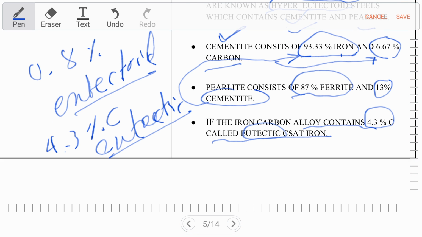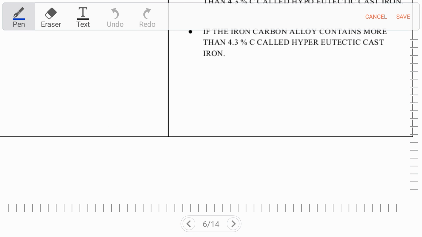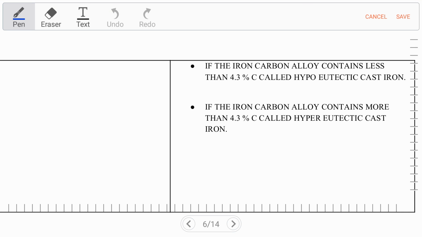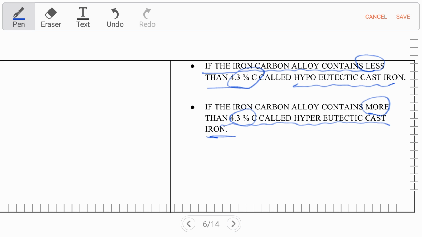Let's discuss another piece of information regarding this iron carbon. If the iron carbon alloy contains less than 4.3 percent carbon, it is called hypoeutectic cast iron. If the iron carbon alloy contains more than 4.3 percent carbon, it is called hypereutectic cast iron. Okay, so don't confuse between eutectoid and eutectic. So let's discuss a new question.